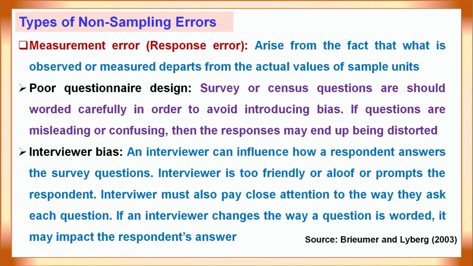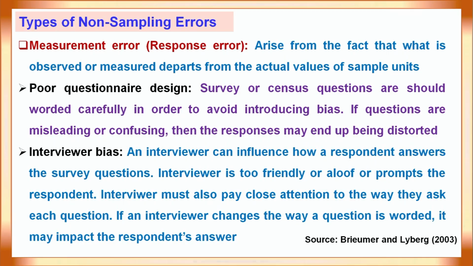Another very important type of non-sampling error comes from the measurement part, also known as the response error. This measurement error or response error arises from the fact that what is observed or measured departs from the actual value of the sample units. From where may this measurement error come? It may come from poor questionnaire design, survey or census questions.